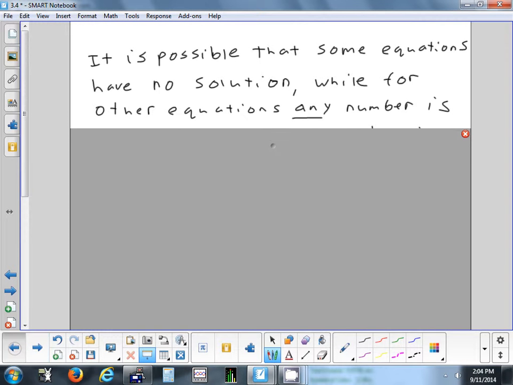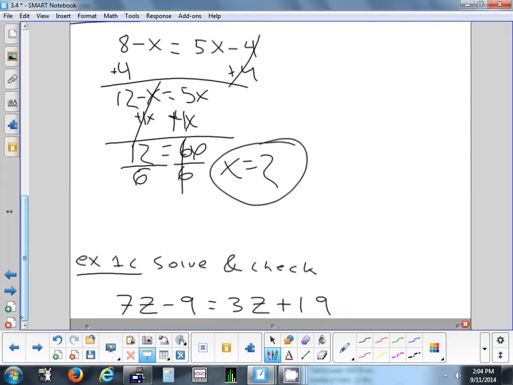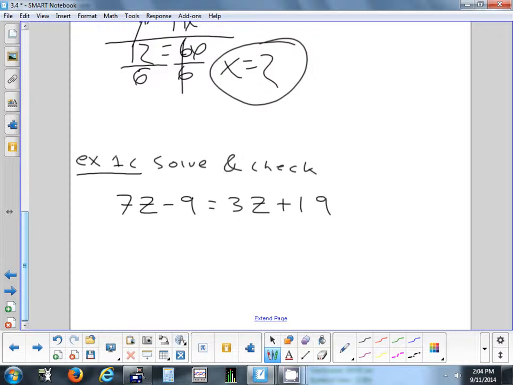Let's try one more. Okay, try this one. Are those z's? Yep, 7z. Remember, my 2's are going to be like that. That's a z. 7z minus 9 equals 3z plus 19.